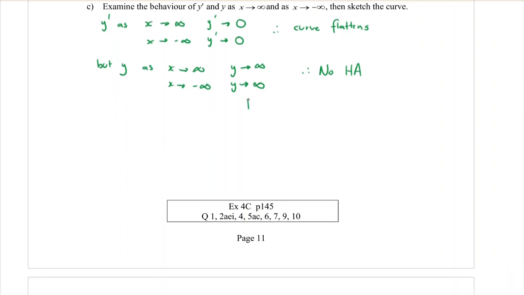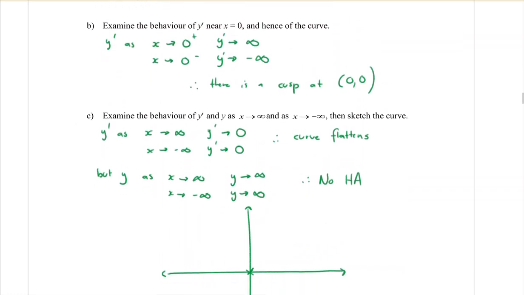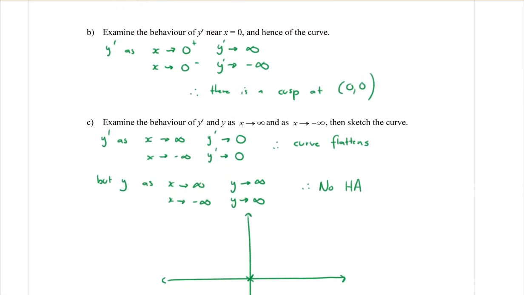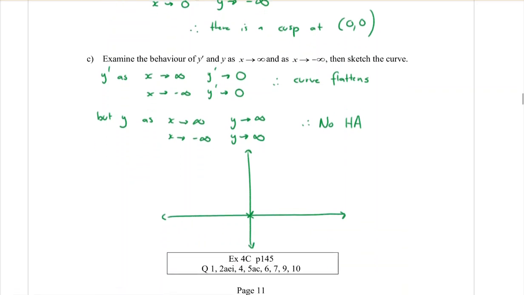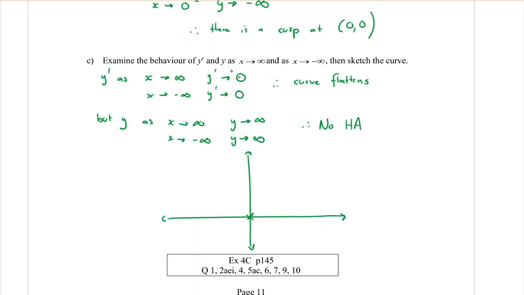Okay, so to draw the result of all of this, we have a cusp at 0, 0. We know that the gradient on the positive side of that cusp is going to be very, very large. It's like infinity, very, very large gradient. And as we go out to infinity, it's going to be approaching 0. So it's going to start super, super steep and flattening out slightly. Even though it's not an asymptote, but it is flattening a bit.